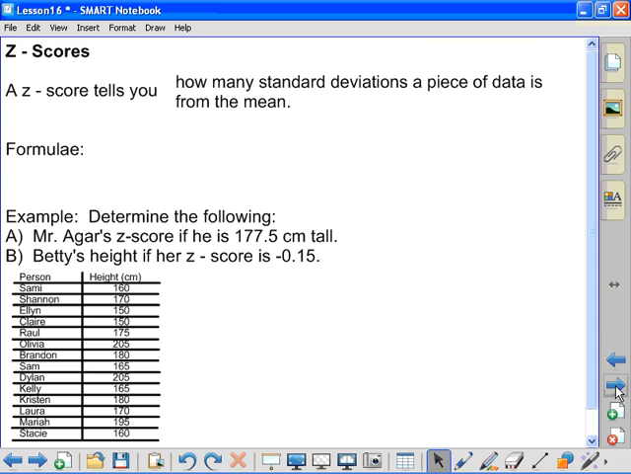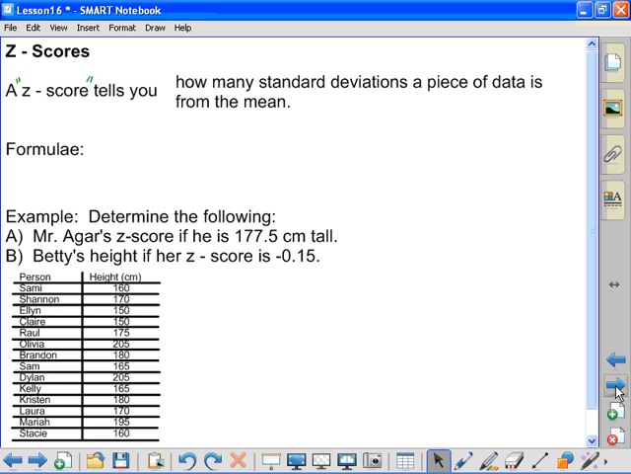Finally, Z-scores. What is a Z-score? A Z-score is a term we're going to be dealing with quite a bit, especially in the next unit when we get to normal distribution. A Z-score tells you how many standard deviations a piece of data is from the mean.